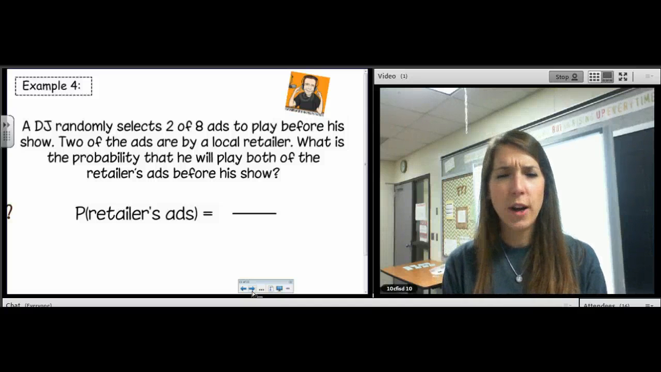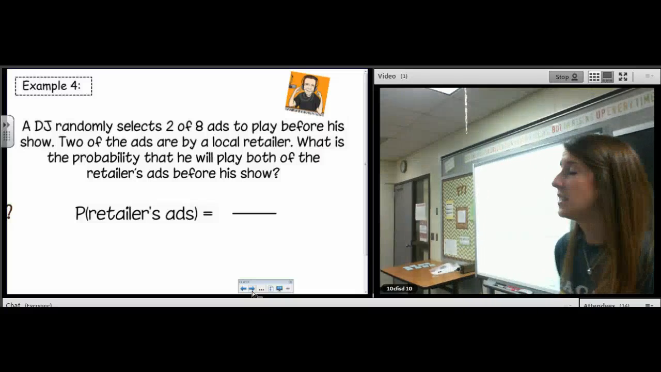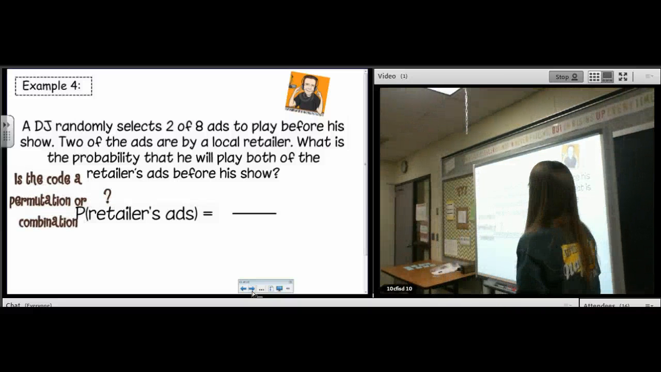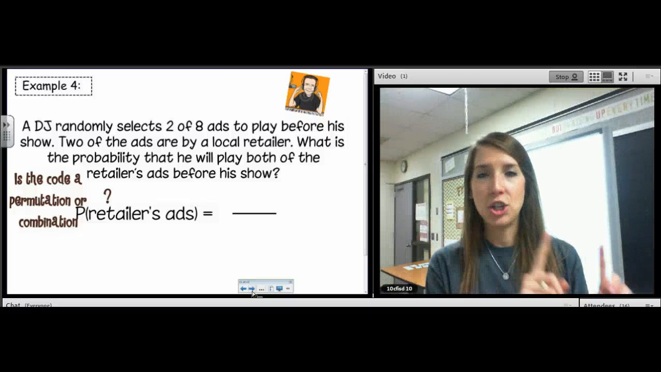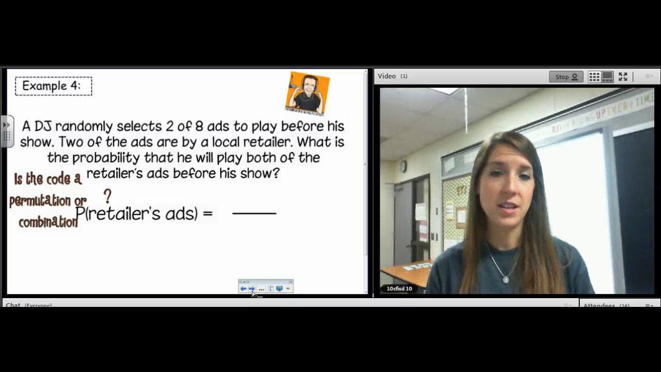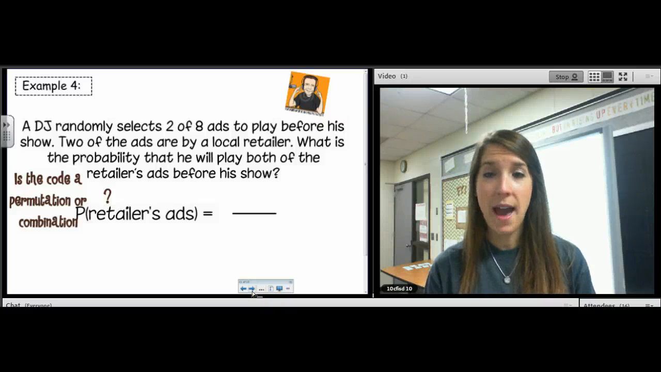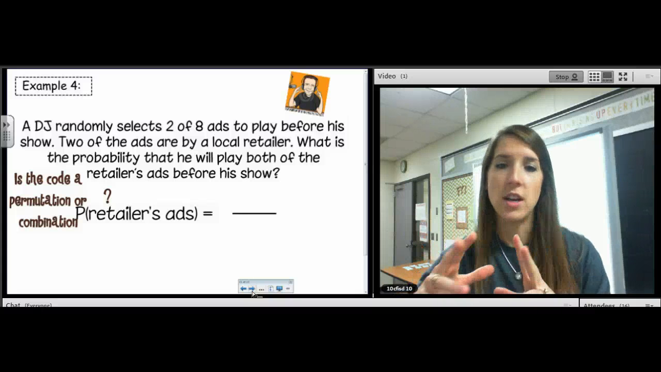So what we need to do first is figure out how many items are in our sample space, right? Now, this one's a little bit different because the sample space is not that easy. The sample space is not just 8. The sample space is saying, how many ways could I choose 2 out of 8? Now, is it a permutation or combination? Because we need to know that to get started. Does it matter which one he grabs first if he's going to play both of them? Good, it doesn't matter.